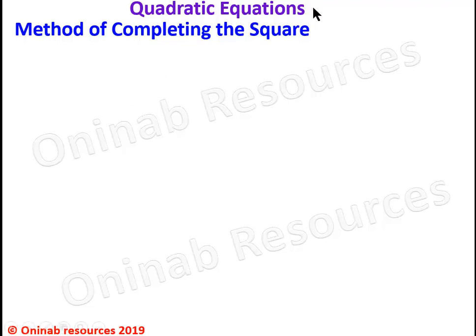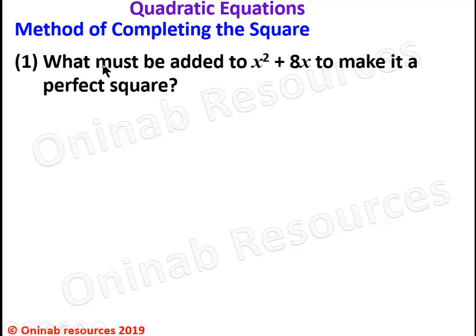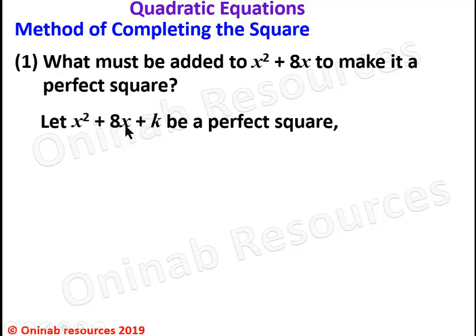It's quadratic equations and we'll be looking at the method of completing the square. So we take the first problem. What must be added to x squared plus 8x to make it a perfect square? This is an introductory question to the method of completing the square. So we say let x squared plus 8x plus k be a perfect square.